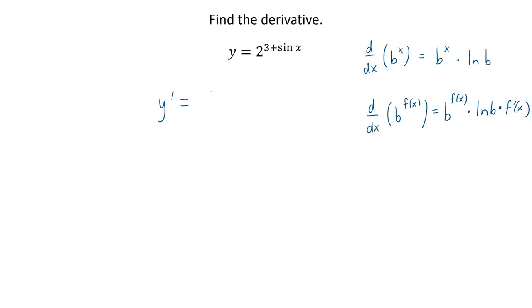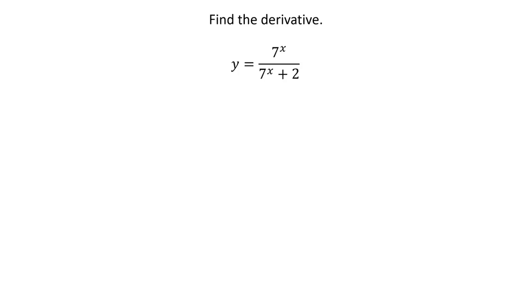So y prime is equal to b raised to f of x, which is our original expression, times ln of b, and in this case our b is 2, so that'd be multiplied by ln 2, times the derivative of the exponent. The derivative of 3 plus sine x is cosine x. So we have our final derivative of 2 raised to the 3 plus sine x power times ln 2 times cosine x.